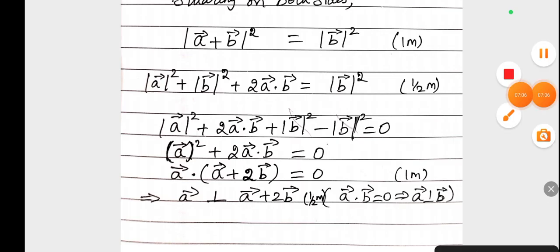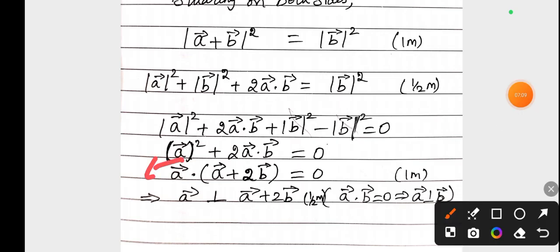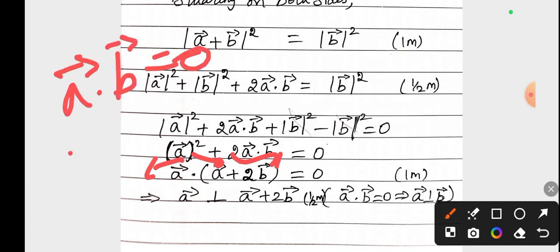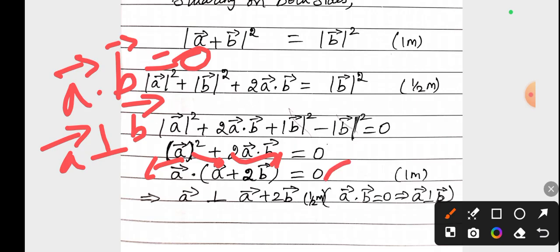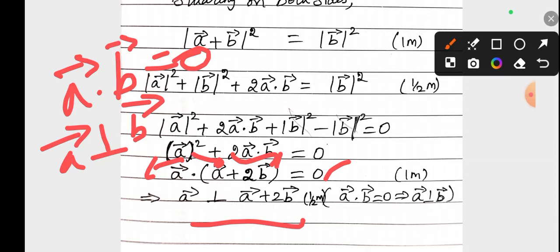Then anything we can take common, I see, children. A vector we can take common. Therefore, A vector dot (A vector plus 2B vector). Something dot product is 0. A vector dot B vector is 0, na. A vector is perpendicular to B vector. So here the A vector and A plus 2B dot product is 0, so these two are perpendicular. Clear, children? So it can be A dot B 0, na, perpendicular from this.